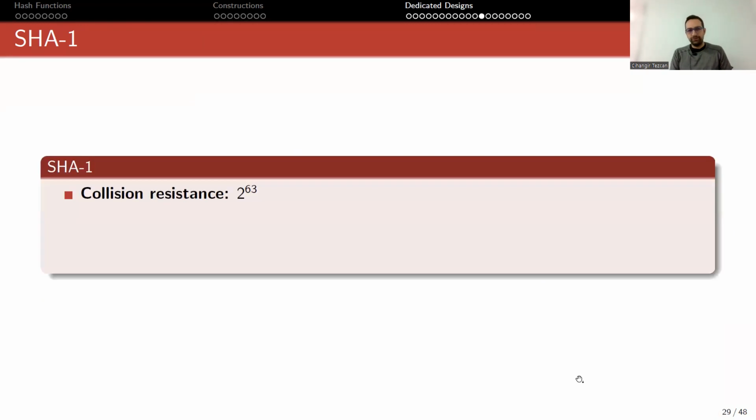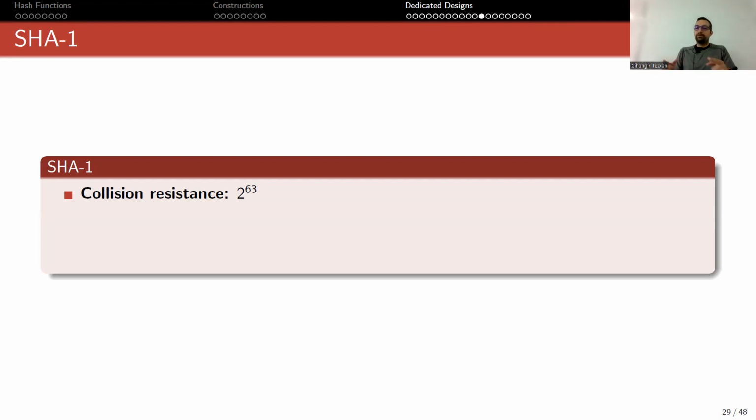So let's look at the security. For a very long time, we have had an attack which required 2 to the 63 operations, I think by Wang's paper. But that attack required 2 to the 63. I mean, it was within our computational power even like 10 years ago.